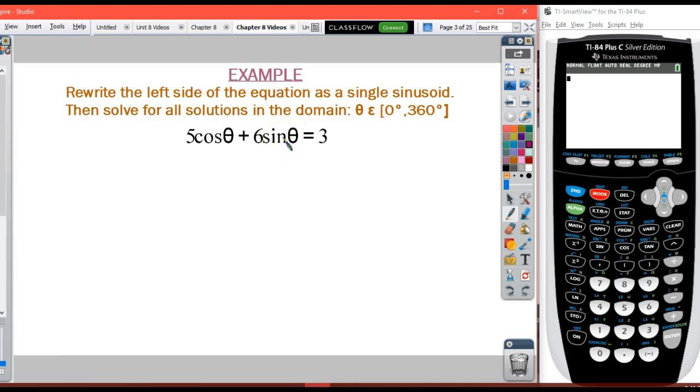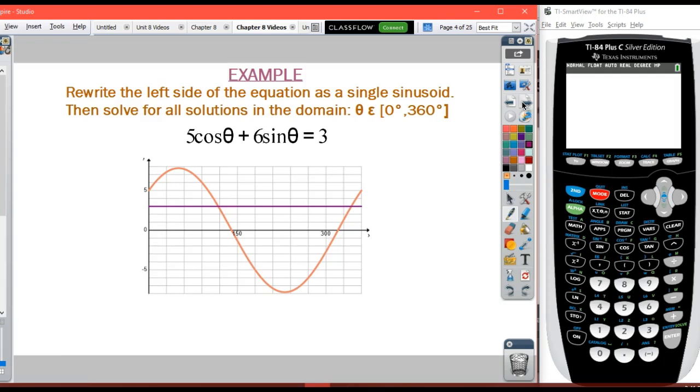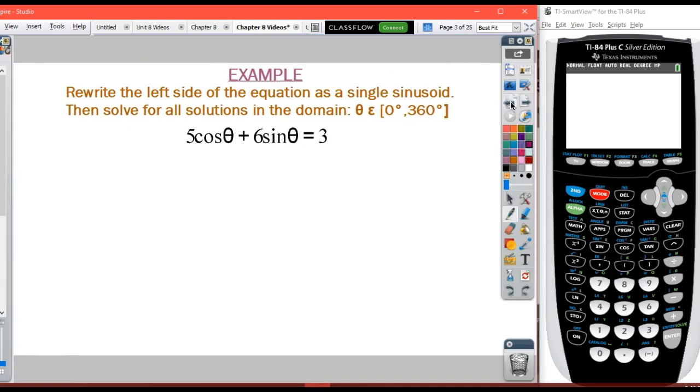But before we do that, I'm going to go ahead and look at the graph where this orange sinusoid is the result of 5 cosine plus 6 sine. So when I add the two together, I end up getting just another sinusoid. And so we call this a linear combination. I'm looking for where this will equal 3 in the domain 0 to 360. So I can see that I'm going to have two different answers. My first one looks like around 130 degrees, and then my second one will be somewhere after 330 degrees.